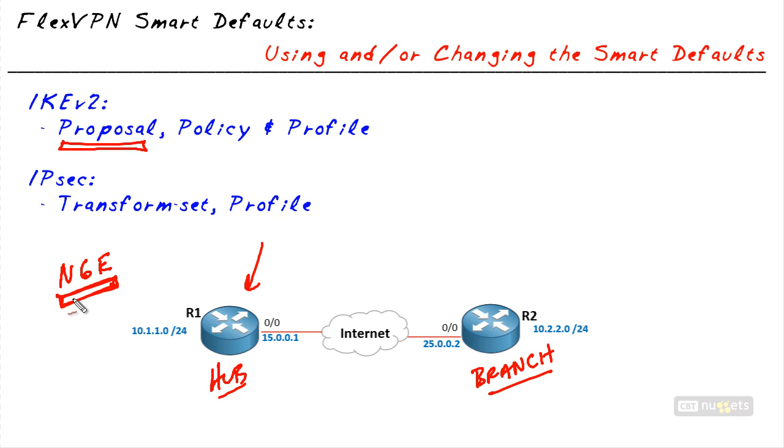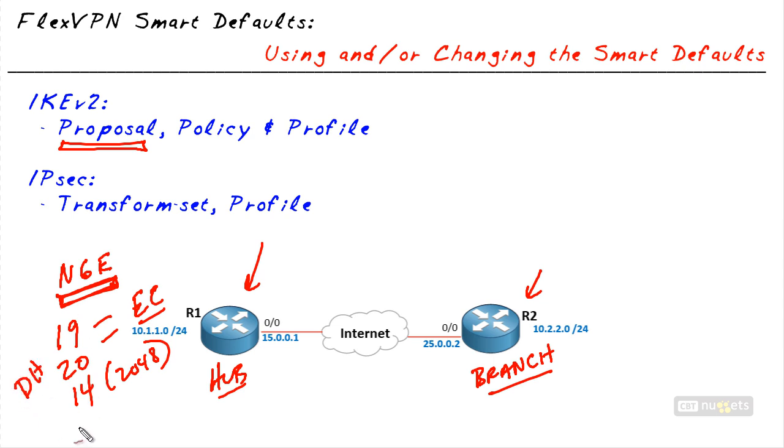the next generation encryption protocols. For example, Diffie-Hellman Group 19 or 20, which both use elliptic curve cryptography, as well as 14, which is 2048. Maybe on the branch router, it simply doesn't have the IOS and the feature set that supports all of those Diffie-Hellman groups. So this is the Diffie-Hellman right here, and that's one aspect of the proposal.